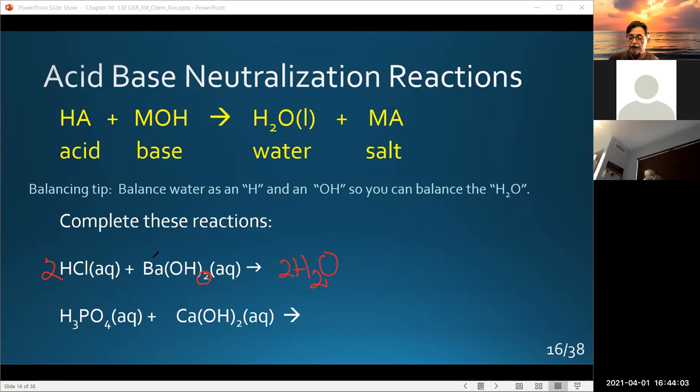Then I have the corresponding salts. I got the barium and the chloride. Now, my recommendation, as always, is to first write them in ionic form. And we know that barium has a +2 charge. Now, why do you want to do that?